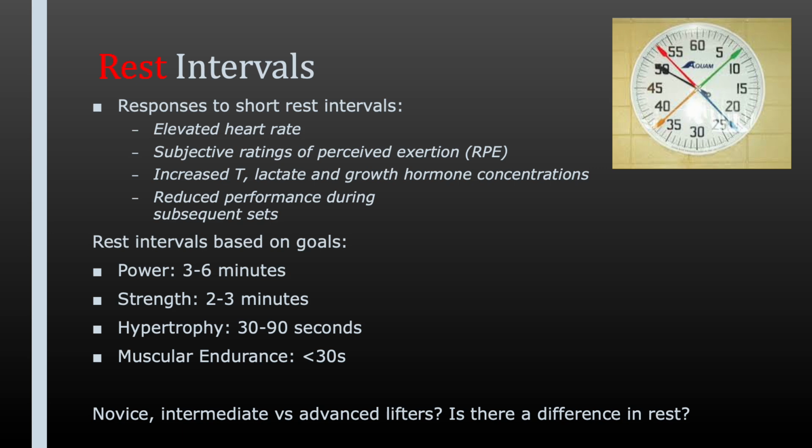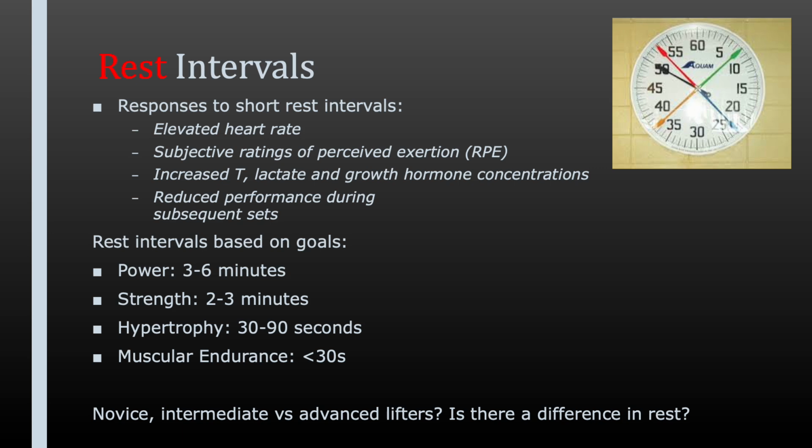Having short rest intervals may increase testosterone, lactate, as well as growth hormone concentrations, which may directly affect the hypertrophy of skeletal muscle. Now, it's important to note that women do not have high levels of testosterone at natural levels. Therefore, women cannot bulk up or increase in muscle size like men do. That is a myth, and it is not possible unless women are taking testosterone specifically.